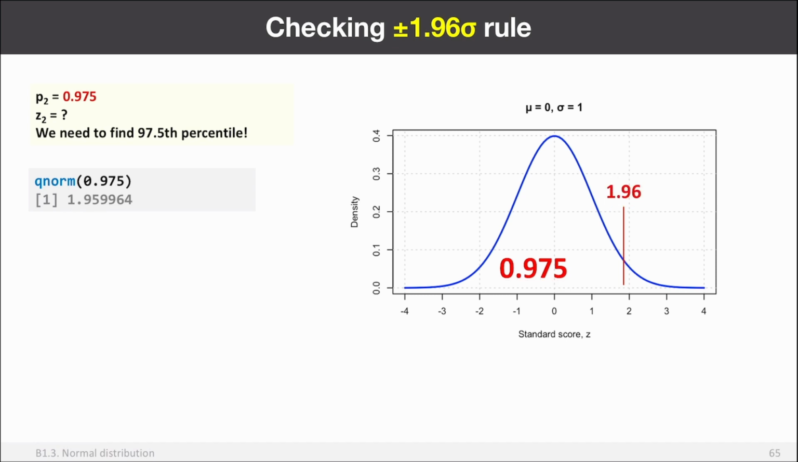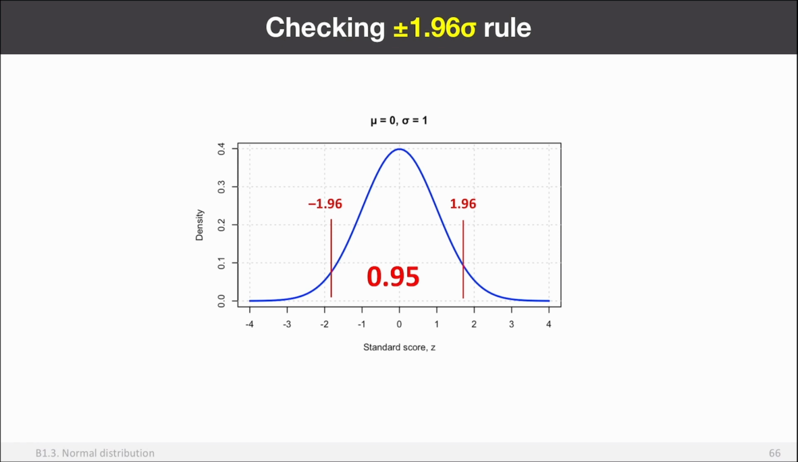So that will be plus 1.96. Or we can just say that indeed, if we talk about the theoretical normal distribution, 95% of the values around mu are located between minus 1.96 and plus 1.96 standard deviations, measured from the mu.